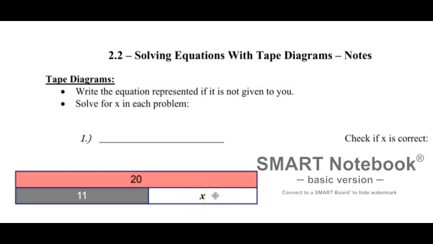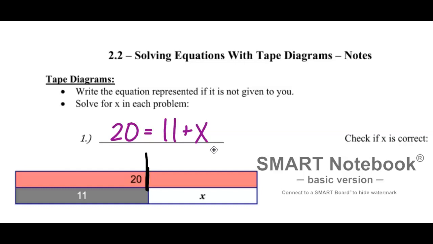So we could write an equation, okay? The 11 and the x would be added together, and they would equal 20. So that would look like this. So 20 is equal to 11 plus x. You see that? 11 plus x is equal to 20. So we need to figure out how big x is, okay?